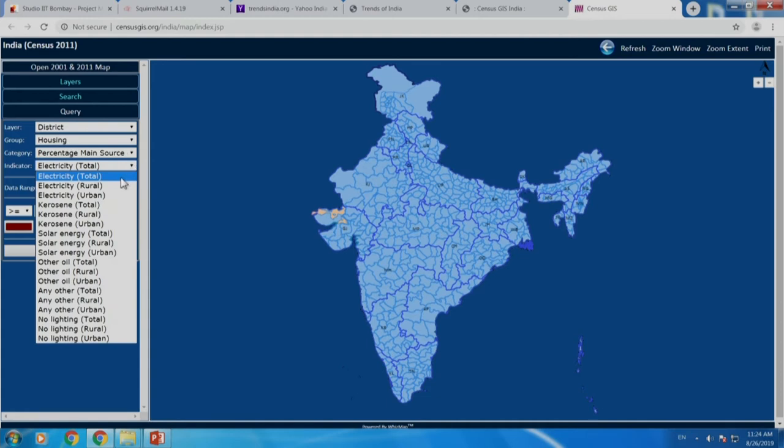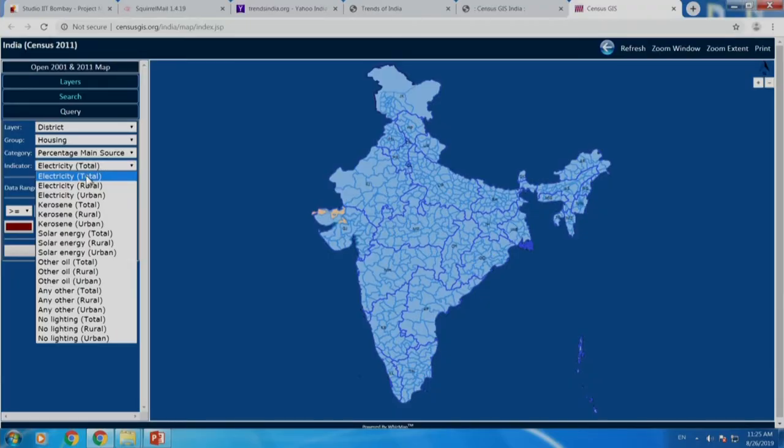It gives us electricity, kerosene as a source of lighting, solar energy could be a source of lighting. There are other oils, oils other than kerosene, traditionally in the rural areas these are used. Any other source, you may also have houses where there is no lighting. But between themselves, electricity and kerosene, take it from me, they account for almost 99%+ of all our lighting needs.